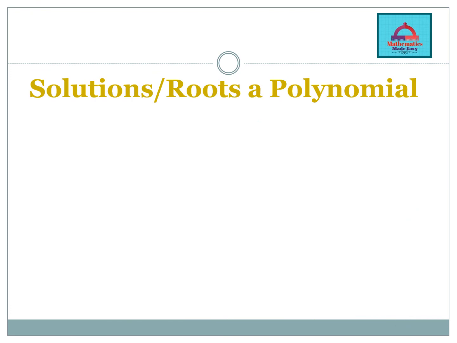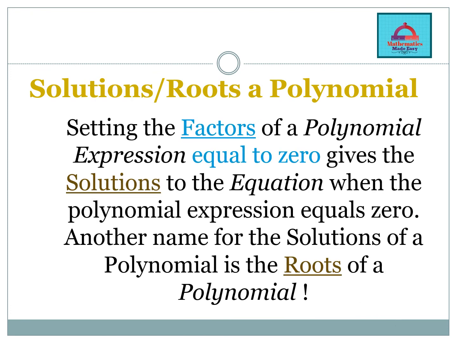Just to summarize what we did in the last slide, in order to get to the solution of the roots of a polynomial equation, we put each of the factors that you got after completing the factorization equal to 0. So that gives us the zeros, the roots, the solution of the polynomial. And we've seen that these three different names mean the same thing.